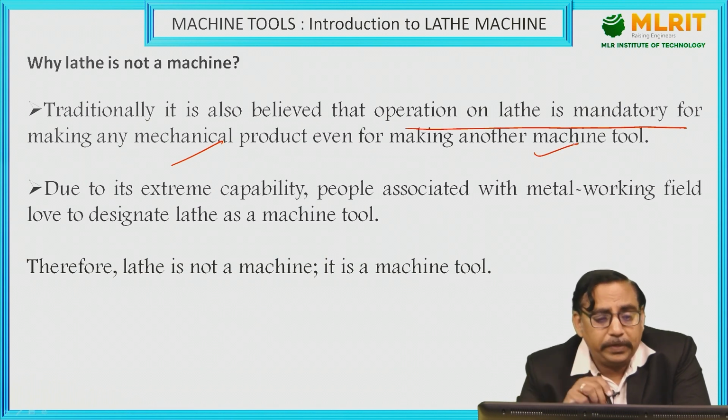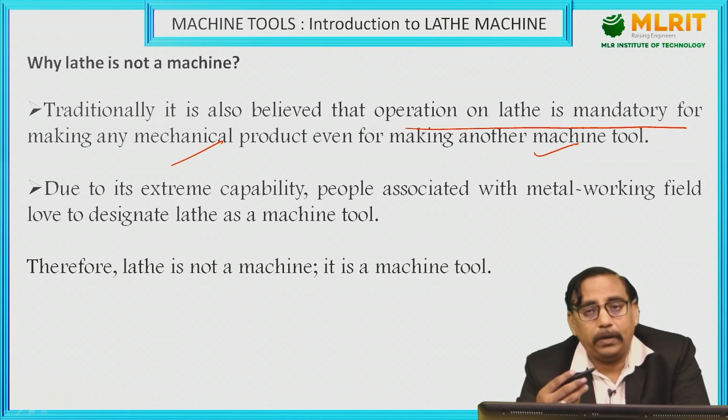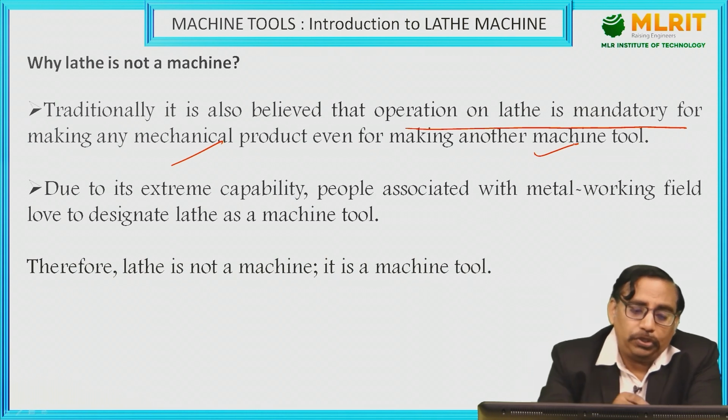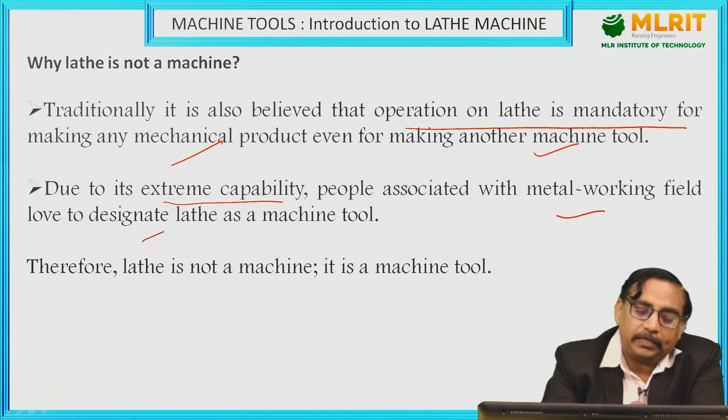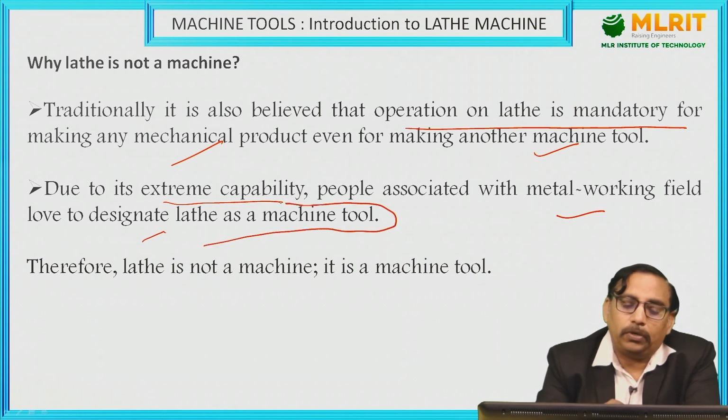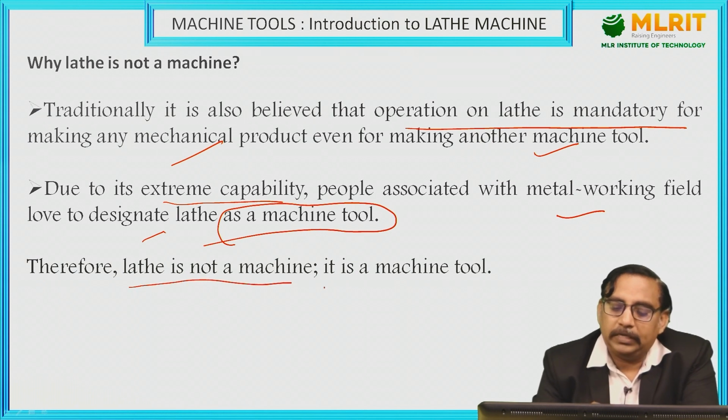So this machine tool, that is lathe, being a machine tool, can also produce different machine tools for different operations. Due to its extreme capability, people associated with the metalworking field love to designate lathe as a machine tool only, not as a machine, right? So therefore lathe is not a machine, it is a machine tool.